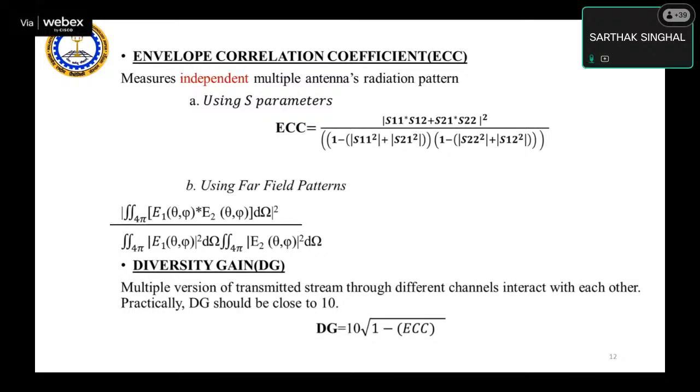The acceptable value of the ECC is up to 0.05 or lesser than that, and so the DG should lie between 9.5 to 10 for a good MIMO system.